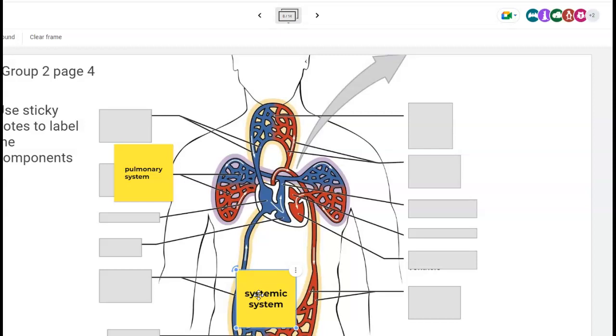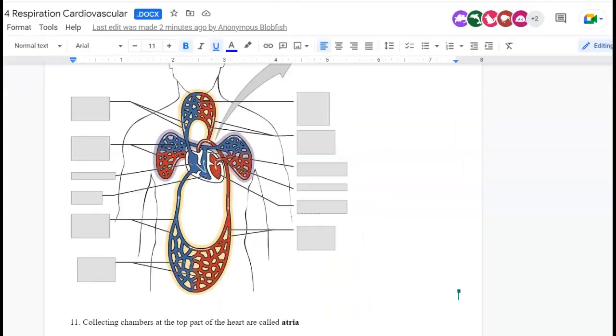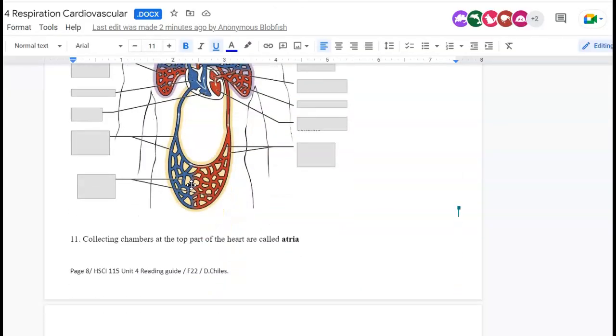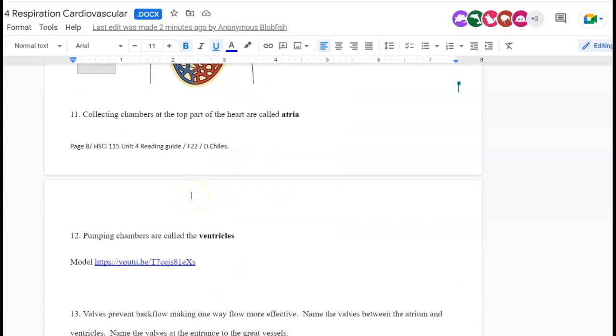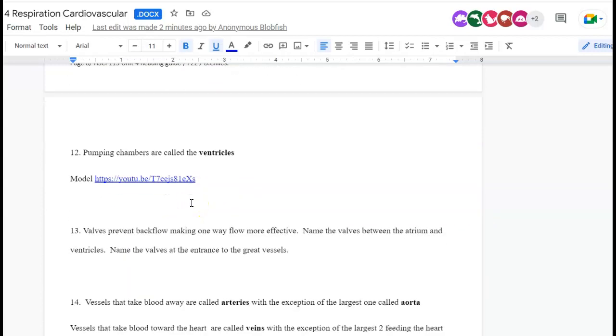In the circulatory system, you have about 5 liters of blood, which really isn't that much if you think a big milk jug is 4 liters. So you have a big milk jug and a little milk jug of blood that just keeps going around and around. Good. The collecting chambers are called the atria. The pumping chambers are called the ventricles.